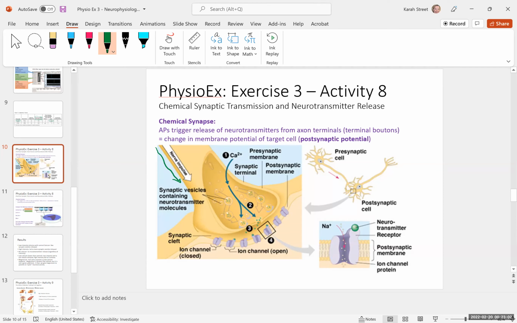And when calcium voltage gated channels open, calcium flows into the axon terminal. The presence of calcium in the axonal terminal causes synaptic vesicles, shown here as these little bubbles filled with neurotransmitter, to fuse with the membrane and exocytose. And you can see the neurotransmitter being exocytosed into the synaptic cleft.